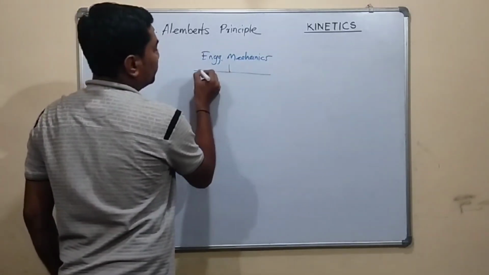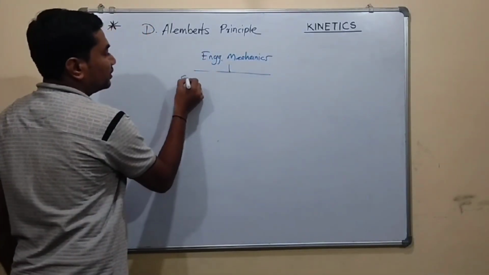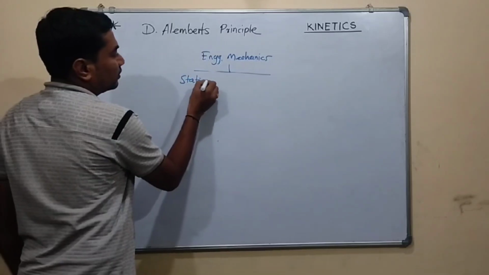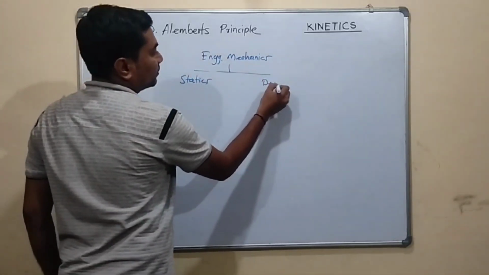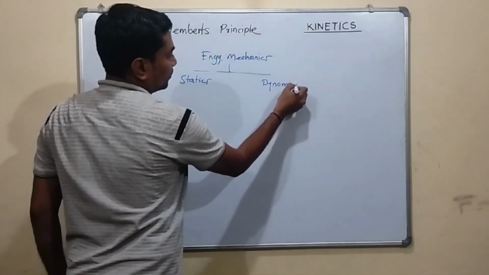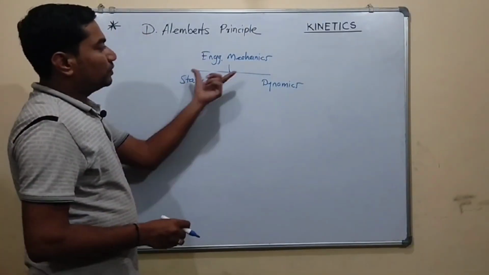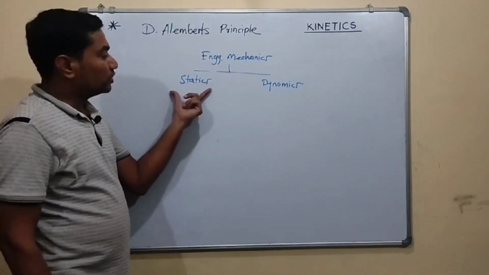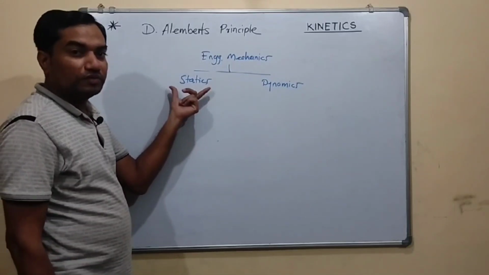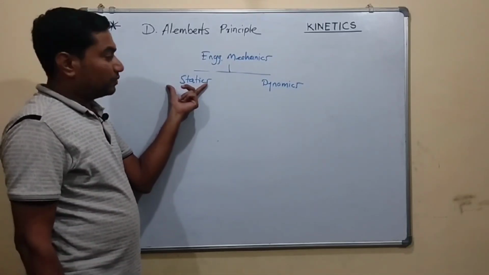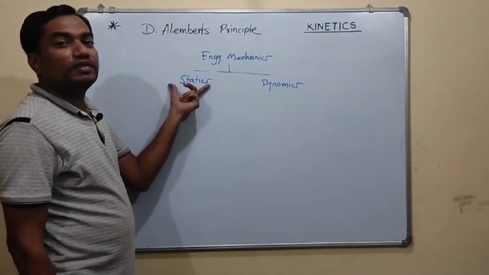It is divided into two parts: statics and dynamics. Statics is the branch of engineering mechanics which deals with the forces and the effect of forces on a body which is at rest. So the body is at rest.